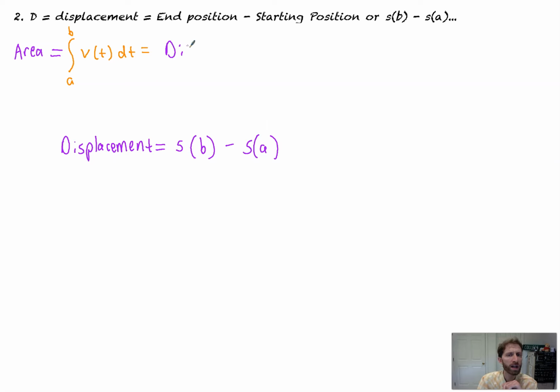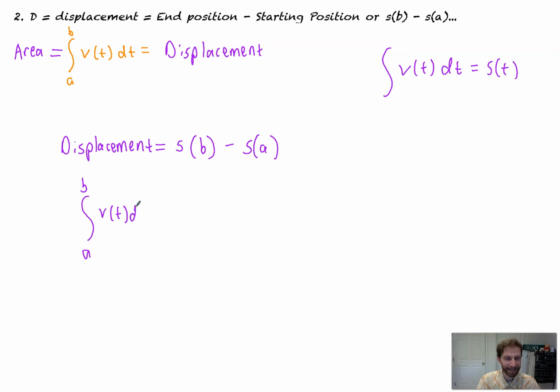But hang on a second. We just said on the last page, right, and we just confirmed that the area, which is the definite integral, is displacement. And displacement is S of B minus S of A. Wait, whoa. Isn't the integral of v of t the velocity? Isn't that position? It is. So that means that the integral from a to b of v of t indeed is equal to S of B minus S of A.